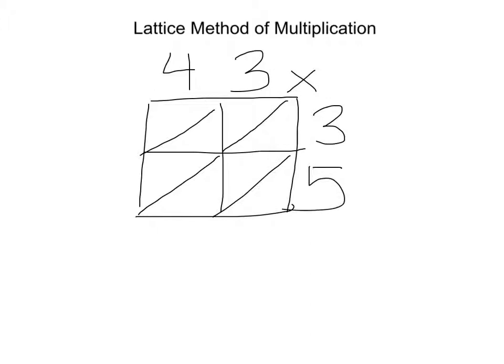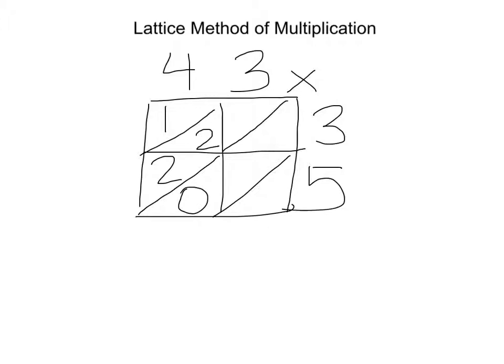And we can fill in the boxes in any order we like. So we'll start with the 4 by 3 box. 4 times 3 is 12. We write the 1 on the top, the 2 on the bottom. We can move to the box right underneath, 4 times 5, which is 20. 2 on top, 0 on the bottom.